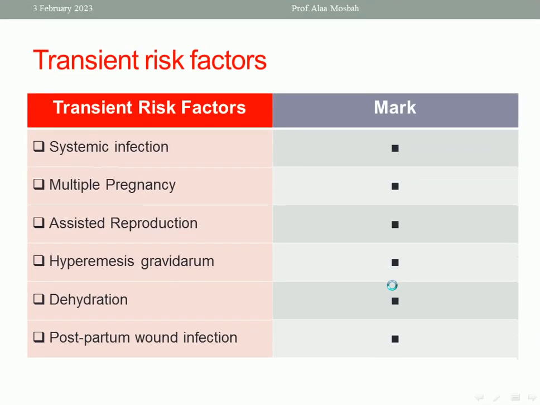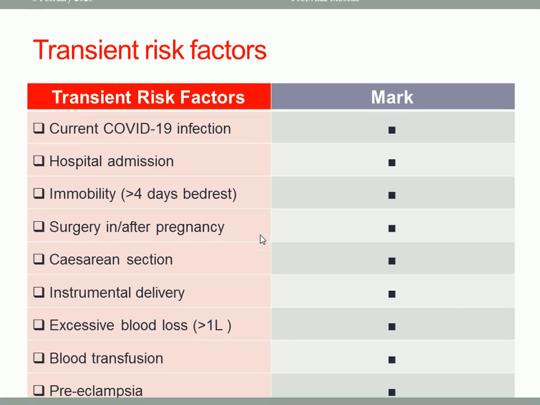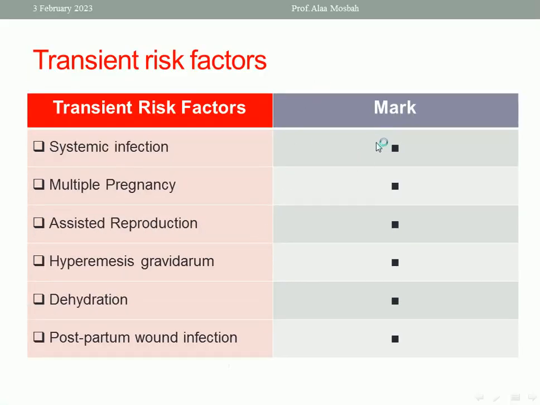Let us complete the transient risk factors. Systemic infection, multiple pregnancy, assisted reproduction, hyperemesis gravidarum, dehydration, postpartum wound infection. So this table and the table before are under the heading of transient risk factors. If any one of them is positive, you put a mark in the table like this.